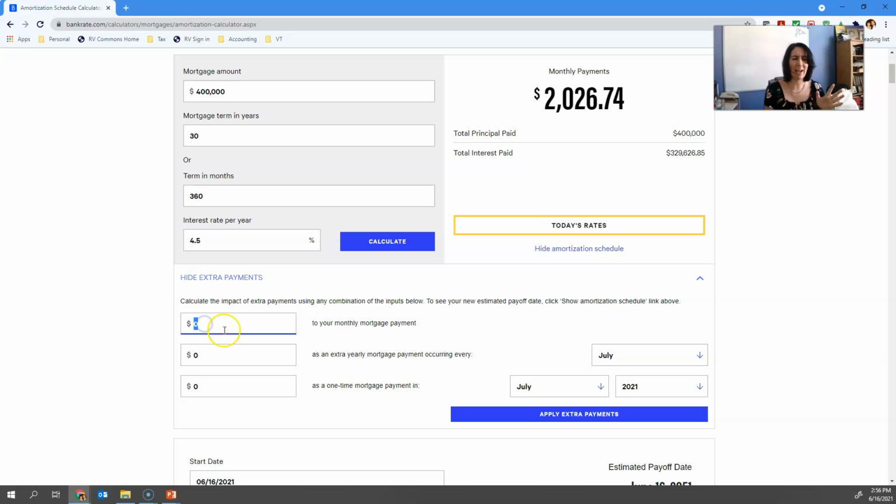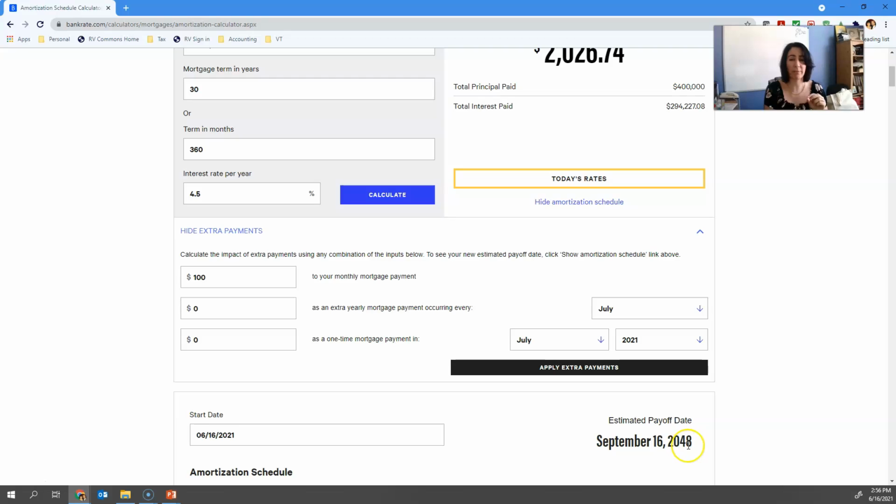What if I had an extra $100 a month, just $100, right? You didn't go to Starbucks for a month. You add an extra $100 payment to your monthly mortgage payment, and that little bit extra goes directly against principal. Remember, we're at $329,000 of interest right now. Now I apply those extra payments, and my interest went from $329,000 to $294,000. I saved about $35,000 in interest by just paying $100 extra a month. And instead of my loan ending in 2051, it ends in 2048.